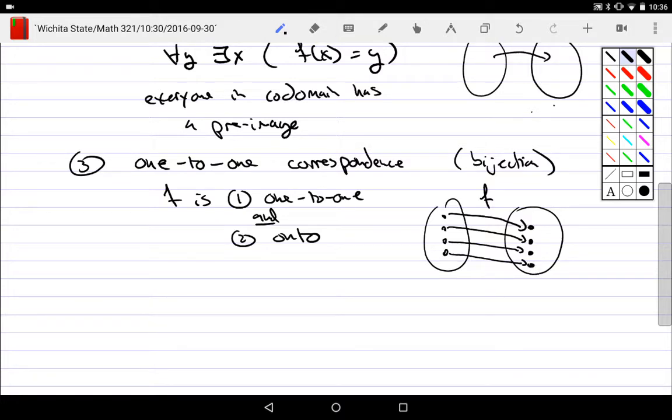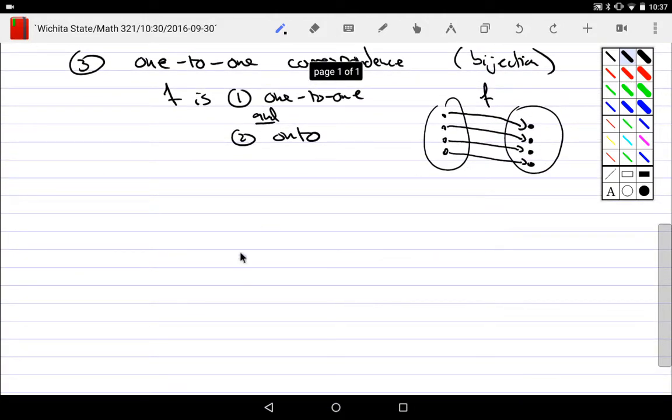What does it mean to be onto? To be onto means that there is nobody on the right that didn't have somebody on the left. So there are no points that don't have a mapping. That is one-to-one and onto. If you look at it, what do I notice? It's a one-to-one correspondence. Every pair is unique. Everybody is used on the right. Now we can start to have a nice idea of what it means to be an inverse.